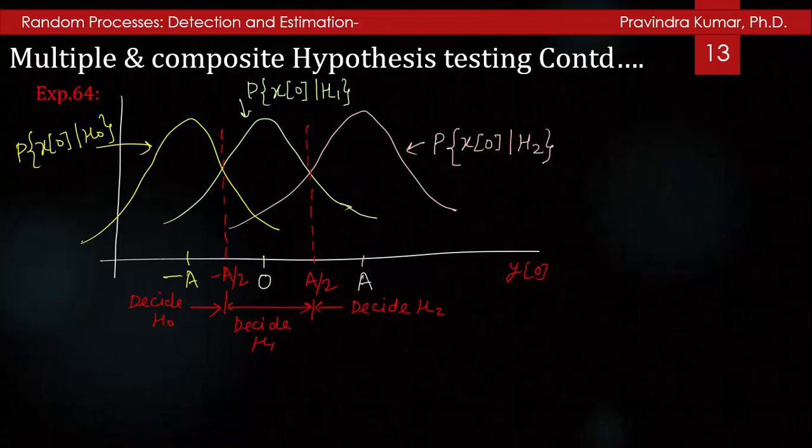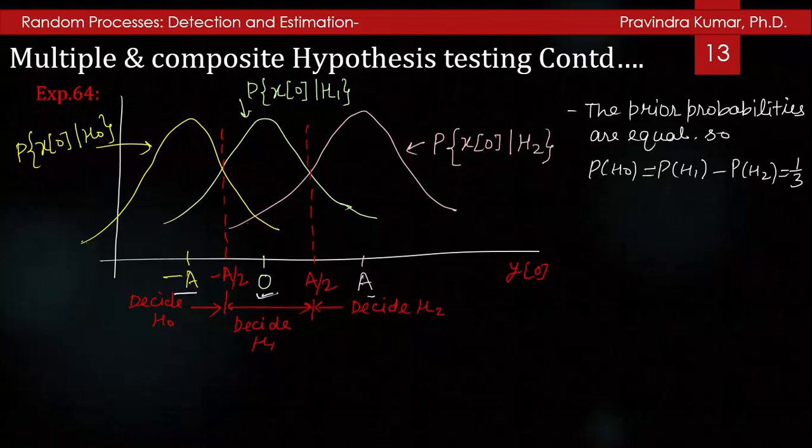So in this case, the three PDFs under hypotheses H0, H1 and H2 are as follows. This is the PDF under hypothesis H0 with mean minus A, this is the PDF under hypothesis H1 with mean 0, and this is the PDF under hypothesis H2 with mean A. Because under hypothesis H1 there is no signal, only noise is present, and the mean of the noise is 0 and variance sigma square. And the hypotheses are equally likely, meaning the probability of H0 equals the probability of H1 equals the probability of H2, and it is 1/3.